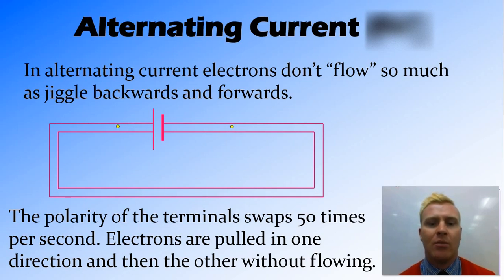And in Australia, we use 50 Hertz power, which means that these electrons vibrate backwards and forwards 50 times every second without actually flowing around the whole circuit. So none of these electrons will carry around the whole circuit. They'll just vibrate backwards and forwards in the position that they're in.